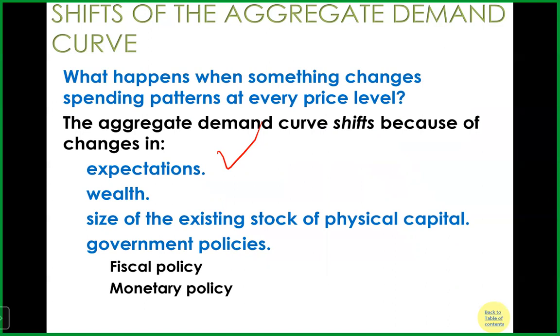Second one, wealth. Now wealth is kind of subtle. Okay, let's just first give you examples, easier to understand. Now, just imagine the stock market crashed after the midterm election. How would that affect the aggregate expenditure? Decrease. Why? You don't have much money to spend, right? Or at least, psychologically, you don't have money to spend, right?